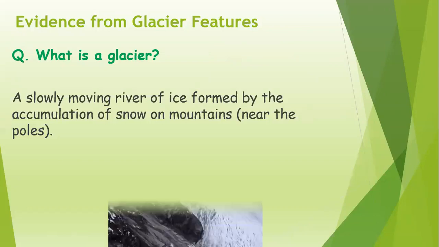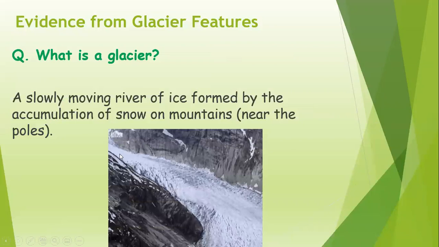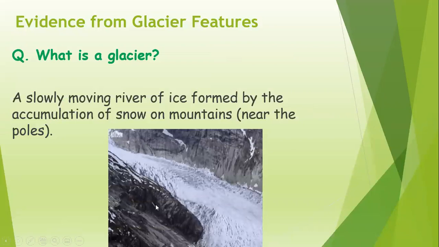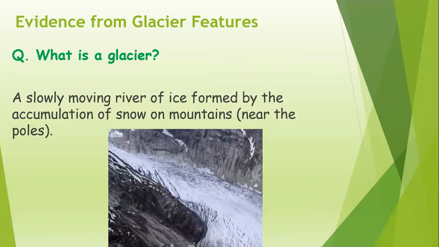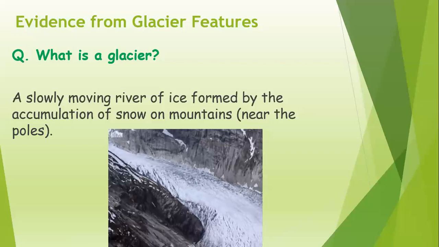Okay. Now let's look here. Can you see here this ice is moving, the ice moving between the mountains? Now, where is this ice normally found? Where do we find glaciers? We find glaciers in areas which are very cold, freezing climate, right? And freezing climate is normally close to the poles.